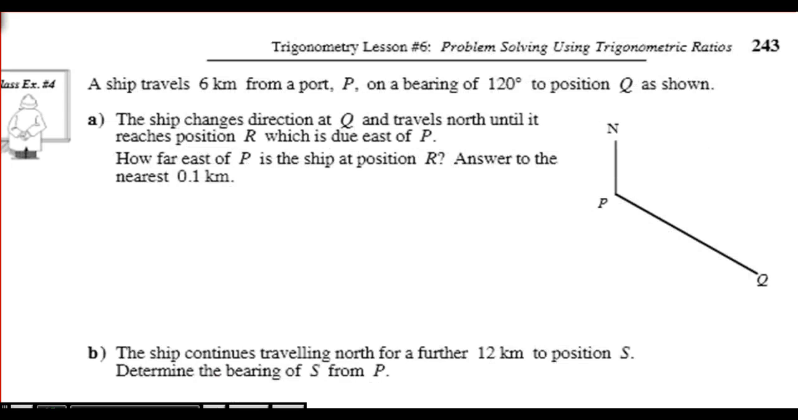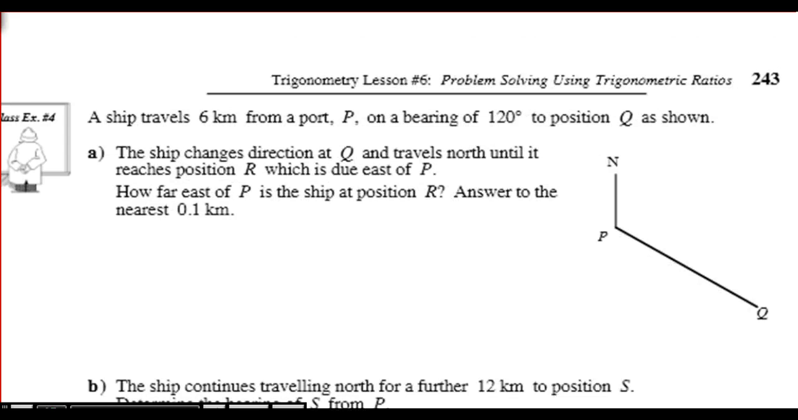Okay, so let's go ahead and do one of these problems. A ship travels 6 kilometers from port P on a bearing of 120 degrees. There's a diagram here for you, but that would be the 120 degrees to position Q as shown. So the ship goes over here. The ship changes direction at Q and travels north until it reaches a position R, which is due east of P. Okay, so let's dissect that statement a little bit.